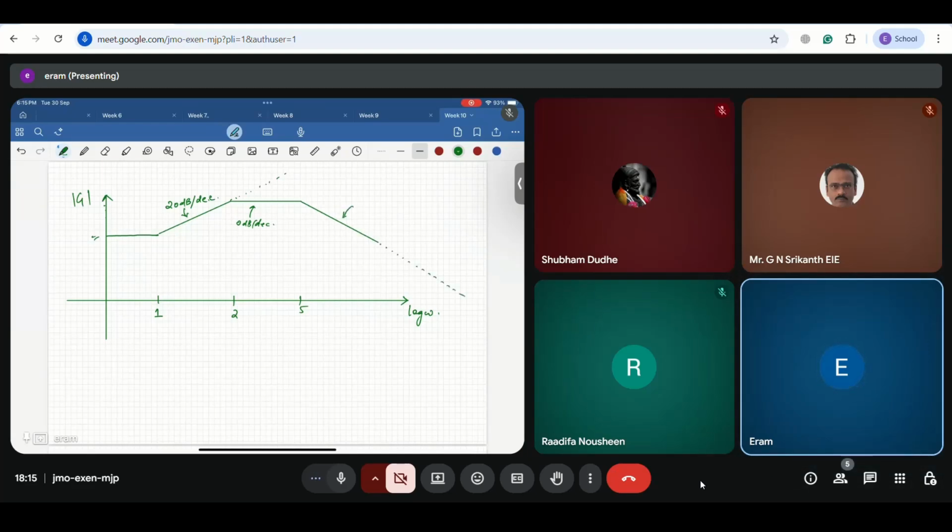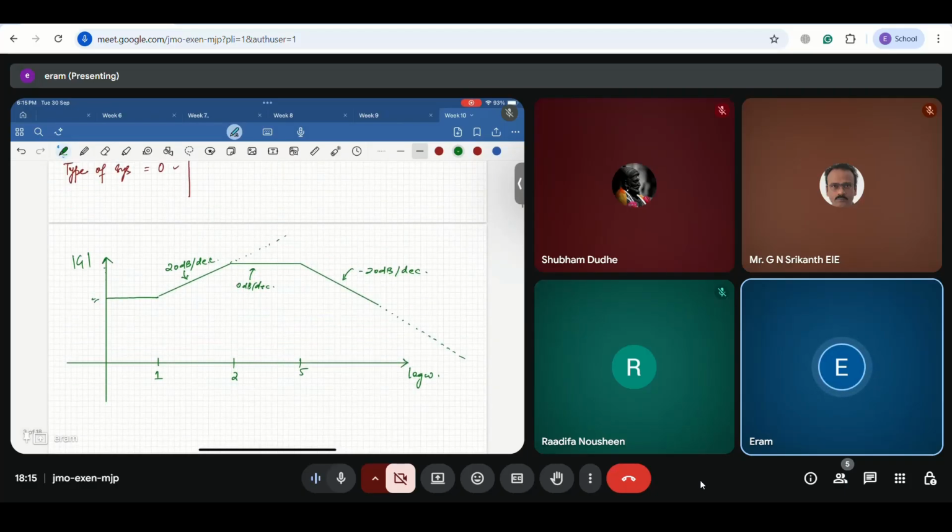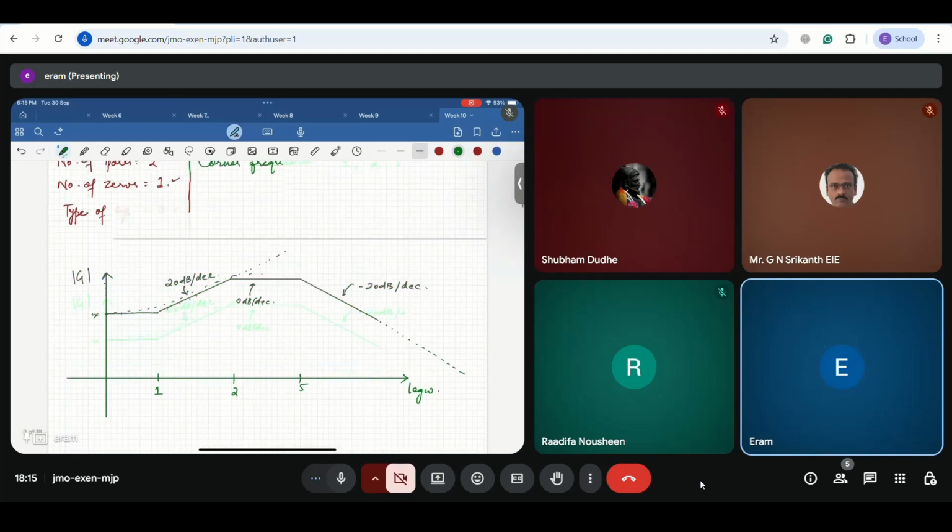Okay, so this doesn't give you the exact Bode plot or the magnitude plot of the transfer function. This is just the asymptotic view, right? If you want a realistic picture, you need to find the magnitude and then plot the exact magnitude with respect to the frequencies. Then you will get curves, not these straight lines, right? So these are just the asymptotic plot.